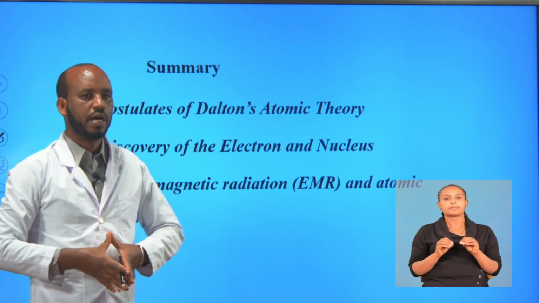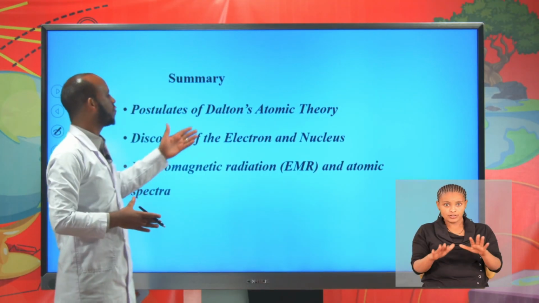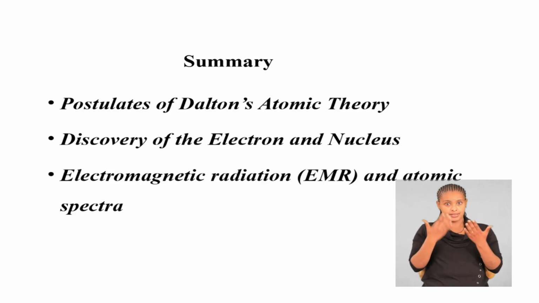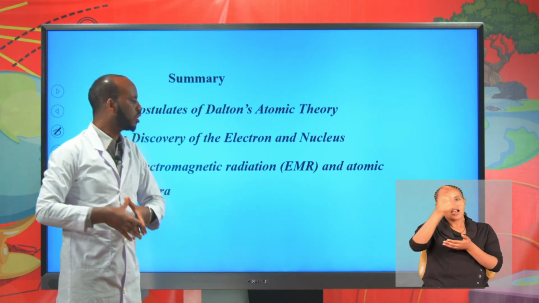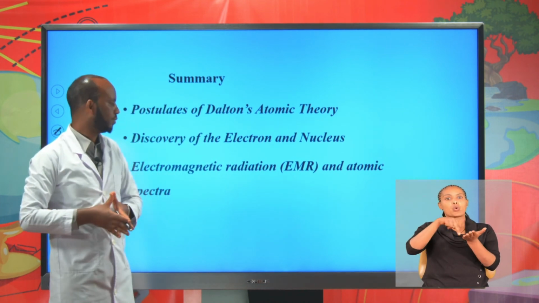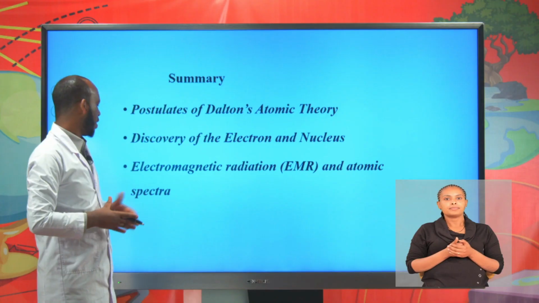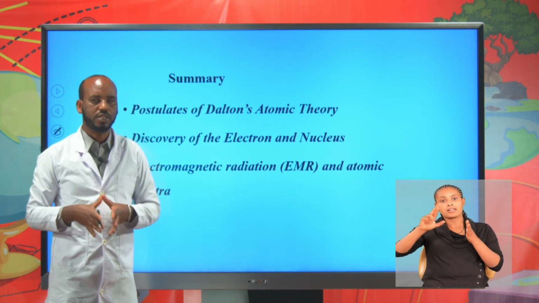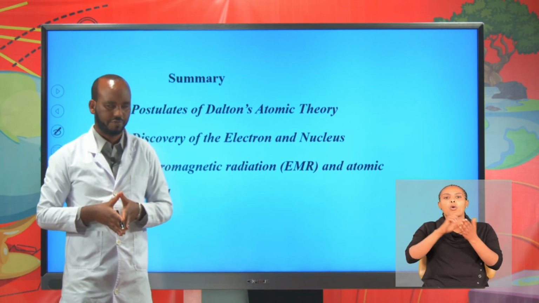Students, in our today's lesson, we discussed postulates of Dalton's atomic theory. We discussed drawbacks of postulates of Dalton's atomic theory. We learned discovery of the electrons, neutrons and nucleus of the atom. We learned electromagnetic radiation. Electromagnetic radiation is the emission and transmission of energy in the form of electromagnetic waves.